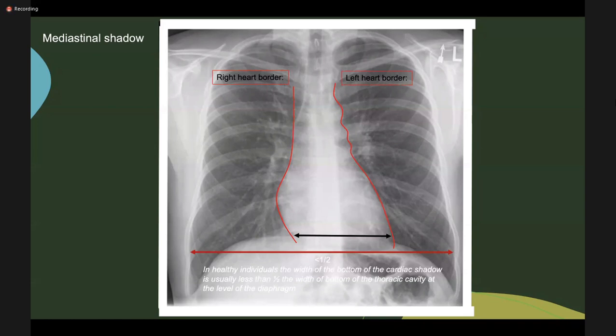So anything equivalent to half or less than half means the heart is of normal size. In an enlarged heart, this black line will be increasing. That distance will be more. And this is one of the factors which we determine when we look into any given chest X-ray. Are we clear? Going further.